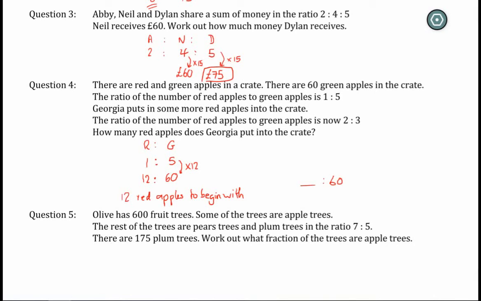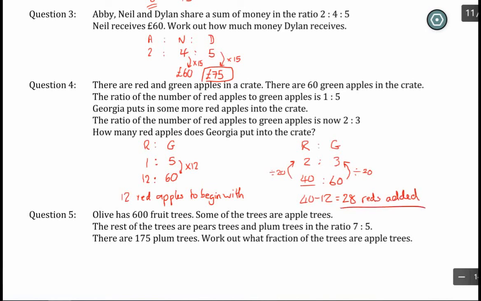But the ratio simplifies to 2 to 3. So I'm going to draw arrows going this way and figure out what I've divided by. To turn 60 into 3, I've divided by 20. So this number got divided by 20, and the answer was 2. So if I do 2 times 20, that will tell me I've now got 40 red apples, which means if I had 12 to begin with, we must have added 28. And there we go.